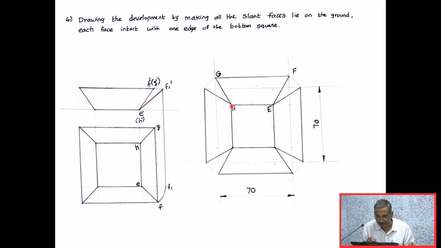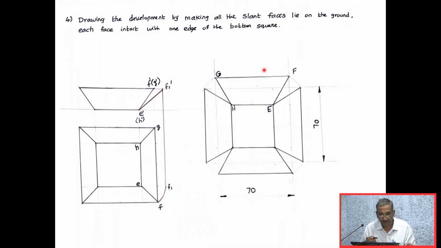Likewise, with H as center, with the true length E dash F1 dash as radius, I am cutting the horizontal line here as well as here. With the same radius, I am cutting the horizontal line here as well as here. So I will be getting the third slant face, and the fourth slant face. So this is the development that you are seeing here, and the first three methods will be giving the same answer, which will be like this.